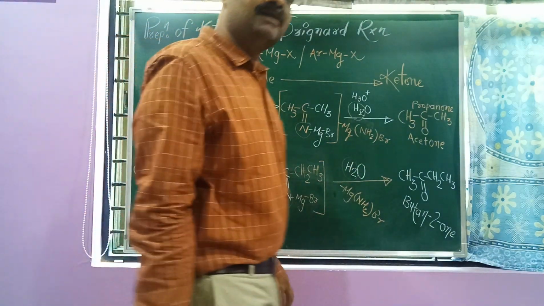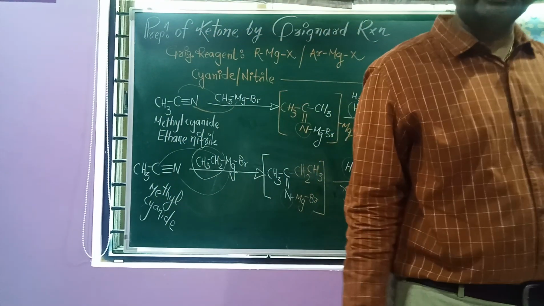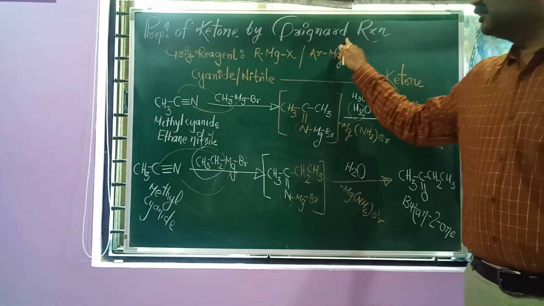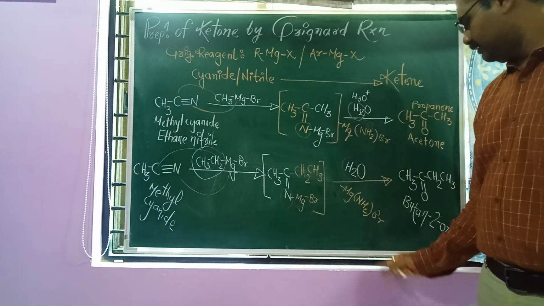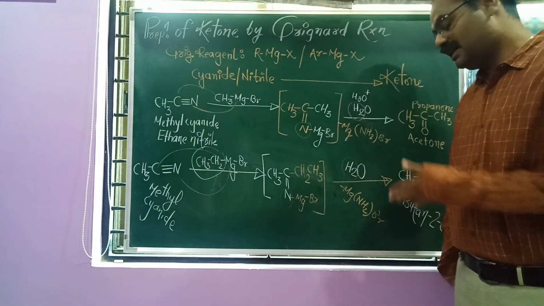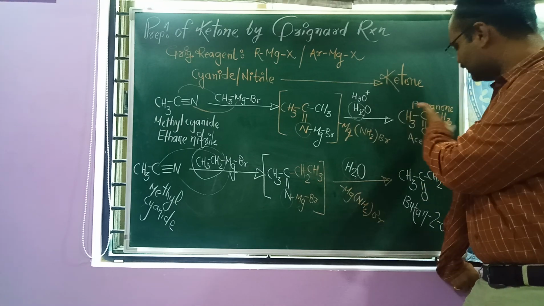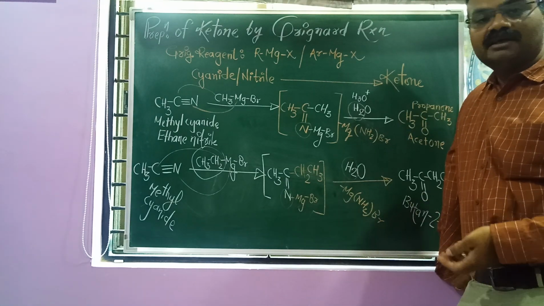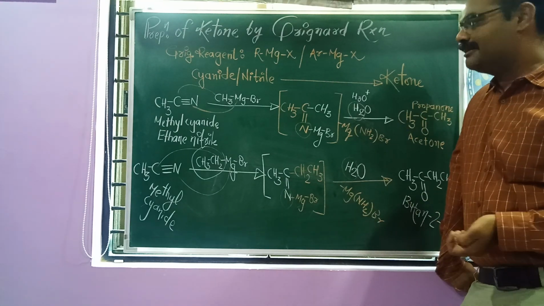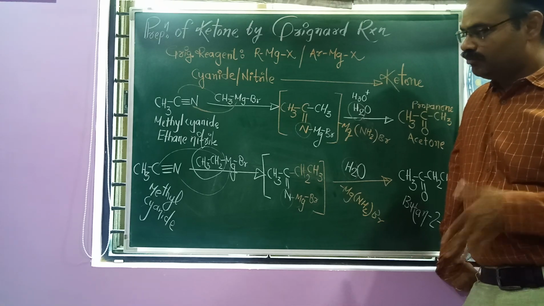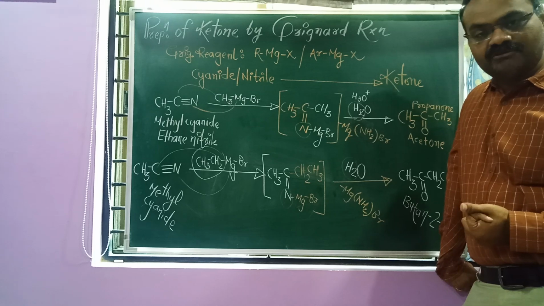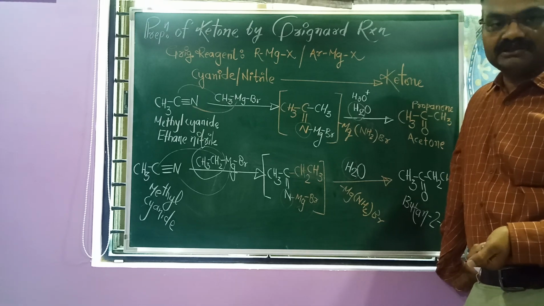So this is our preparation of ketone with the help of Grignard reaction. Many ketones, with alkyl groups on both sides, aryl groups on both sides, or alkyl or aryl group containing ketones we can obtain with the help of this reaction. More reactions we will discuss in classroom with some mechanisms also.